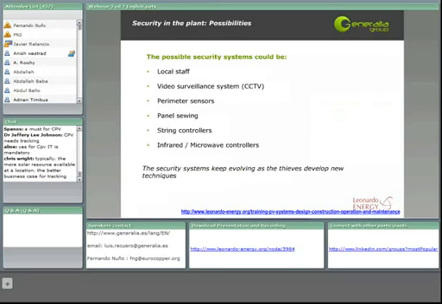Here we have a list of the most typical security systems to be found in the market. First of them to be considered is the local staff. Then we have the video surveillance system, the perimeter sensors, the panel Cwin, the string controllers, and the infrared and microwave movement detectors. During the next slides, we will study all of these systems.